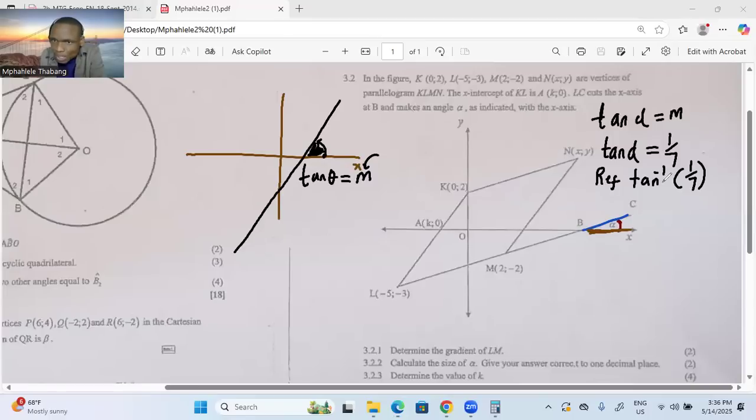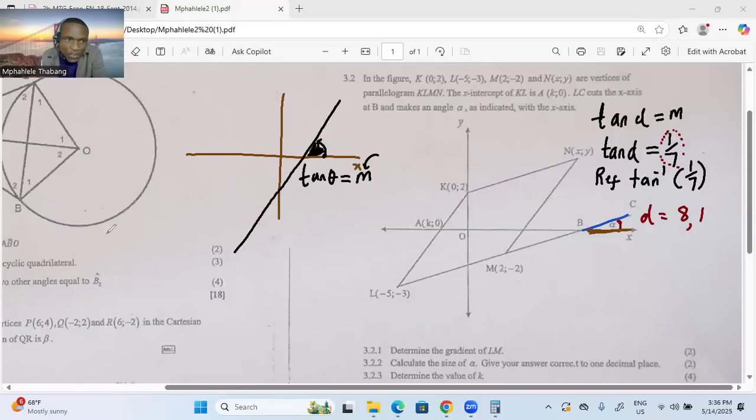Now I have to observe that this is in the first quadrant. 1 over 7, actually tan is positive in the first quadrant and in the fourth. So alpha appears to be an acute angle. So my alpha in this case is my reference angle. It's 8 comma 1. So that was 3.2.2.